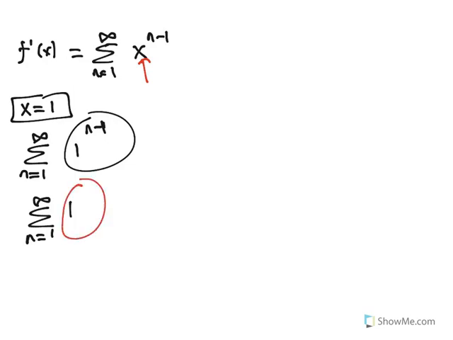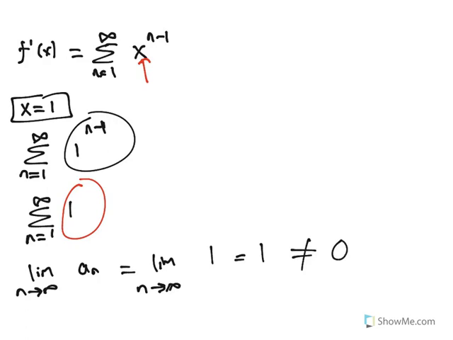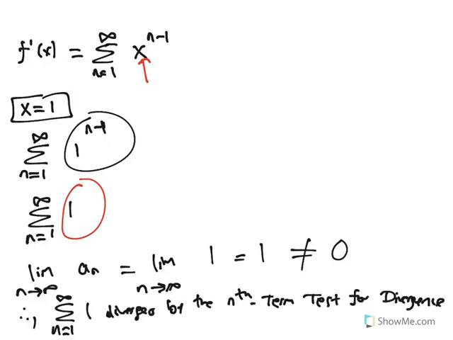So if you take the limit of the nth term as n goes to infinity, you get the limit of a sub n as n goes to infinity. That would be equal to the limit of 1 as n goes to infinity, which is equal to 1, which is not 0. So this series diverges by the nth term test for divergence. And I wrote my conclusion there at the very bottom.